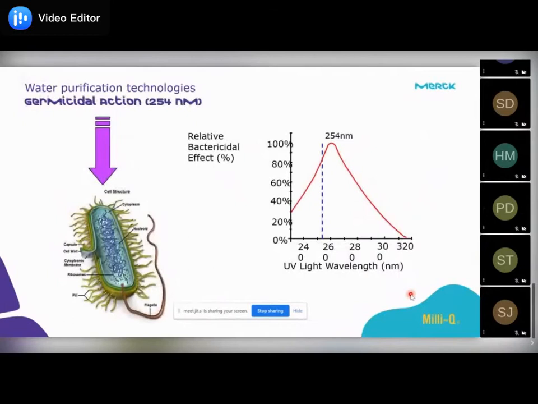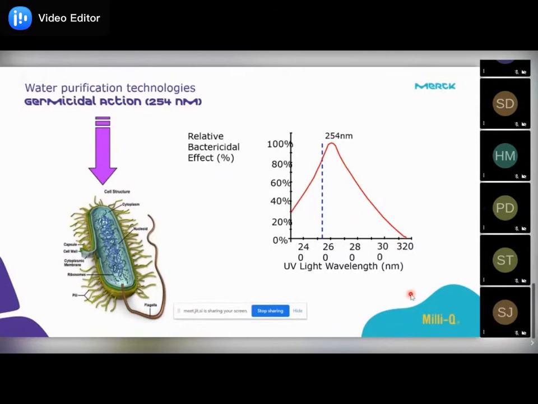Similarly, there are the UVs available in the market, majorly the 254 nanometer UV, which is getting used for removal of bacteria. What happens is whenever this bacteria gets exposed to this 254 nanometer UV, it will form the pyrimidine dimer and bacteria will stop replicating.